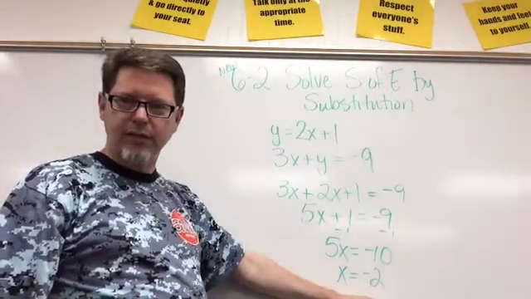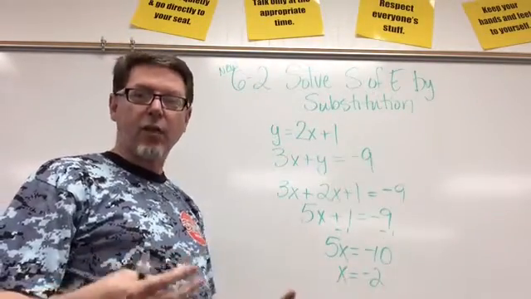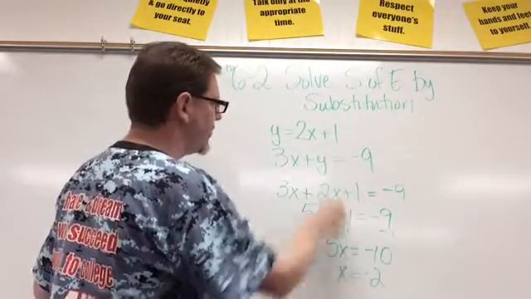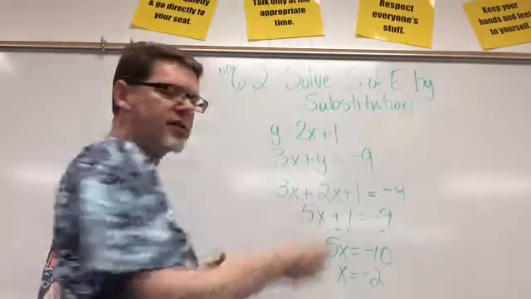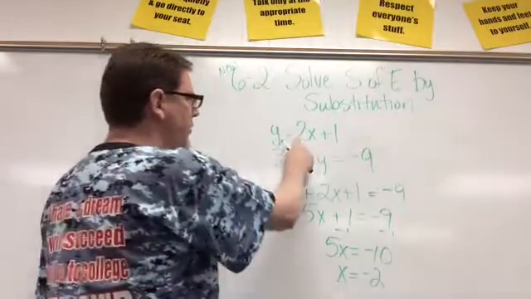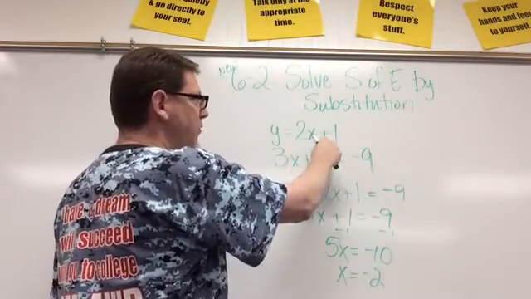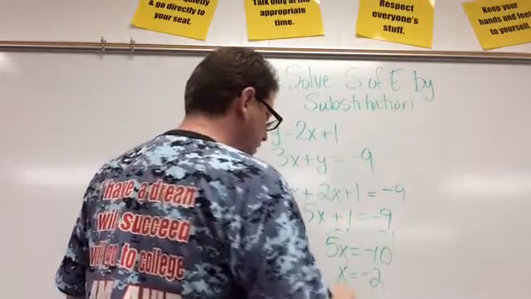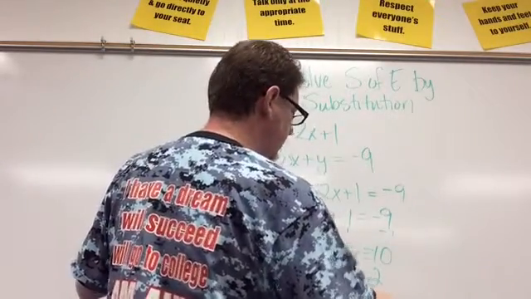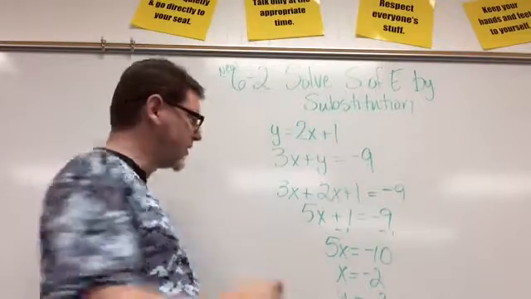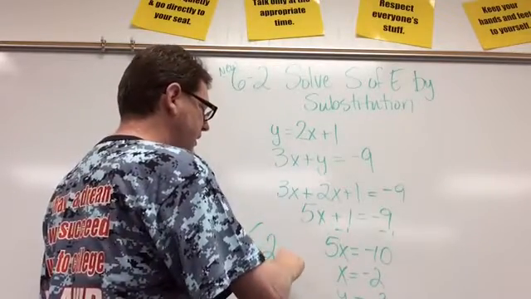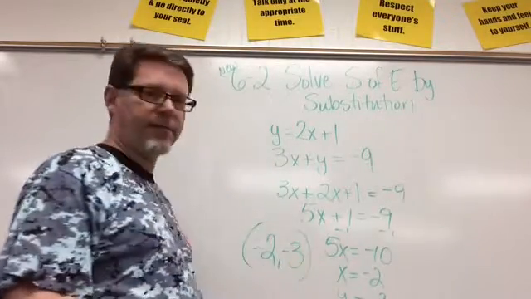I know what the x value is. Now I've got to find the y. So if I plug in negative 2 into this equation, it's going to tell me what y is. Well, 2 times negative 2 is negative 4, and negative 4 plus 1 is negative 3, so y has to equal negative 3. So the solution to this system of equations is negative 2 comma negative 3.